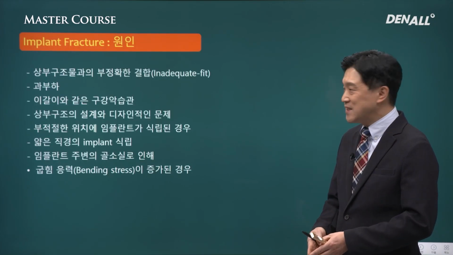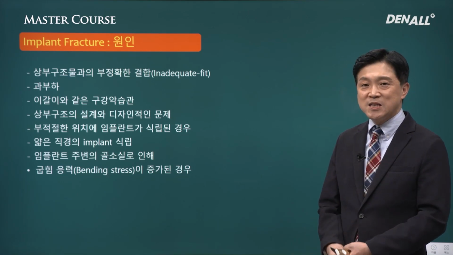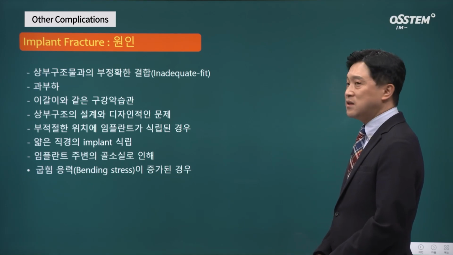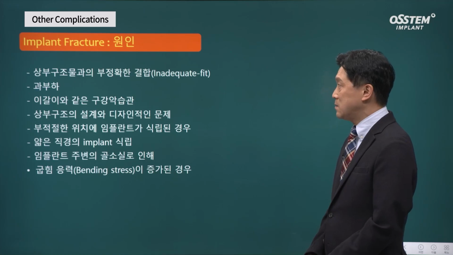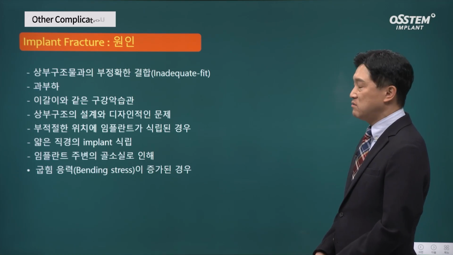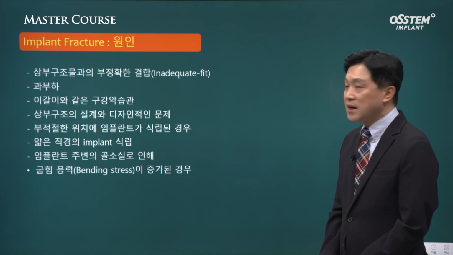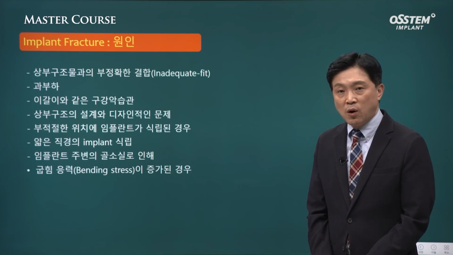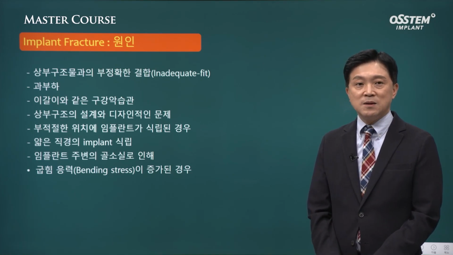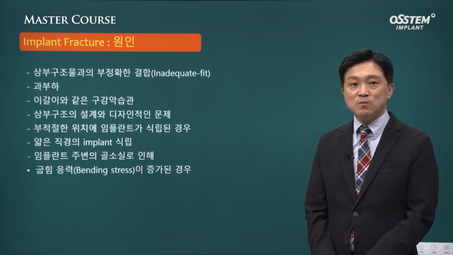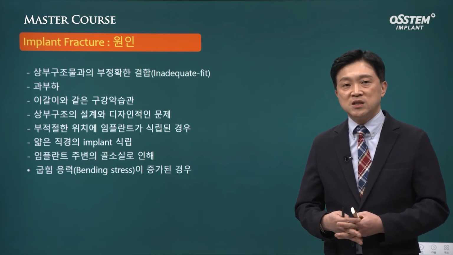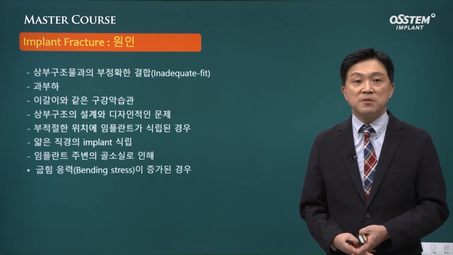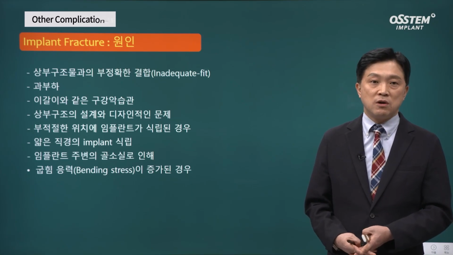Implant fracture occurs most frequently. Implants are placed widely these days. The inadequate fit with suprastructure can be the cause, or overload can be another cause if the patient has strong occlusal force, or if the patient has parafunction such as bruxism. There can be problems if the design of the superstructure is made so that there's a lot of lateral force application. Implant fractures can occur also when implant is placed in the wrong position or when implant diameter is smaller than it should be.